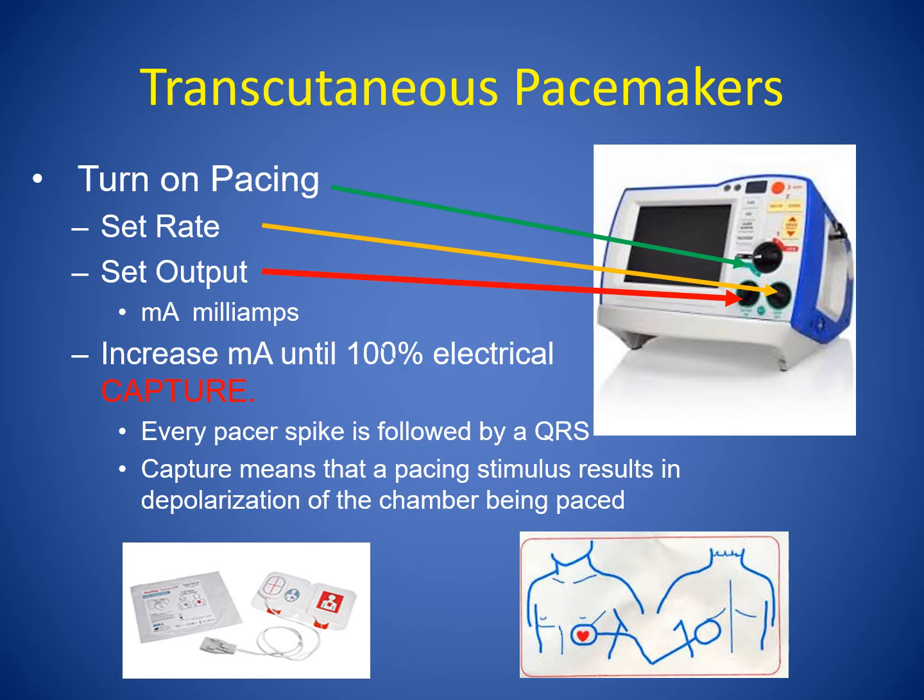This is milliamps, and you want to turn up your milliamps quickly until you get a captured beat. Every pacer spike is followed by a QRS. It usually will take up to 50 milliamps or more to produce a captured transcutaneous pacer. Remember, the pacer means that you have a pacing stimulus, which is that little spike, and then you'll see a wide QRS that is depolarizing the chamber being paced.